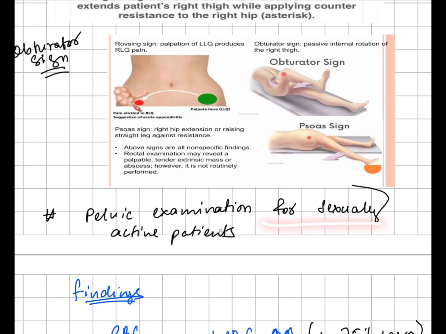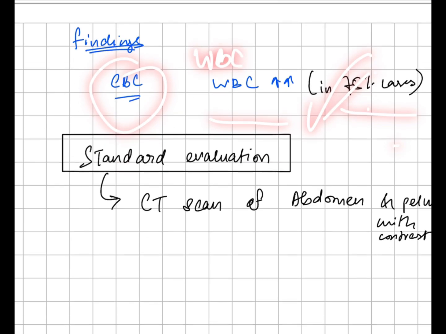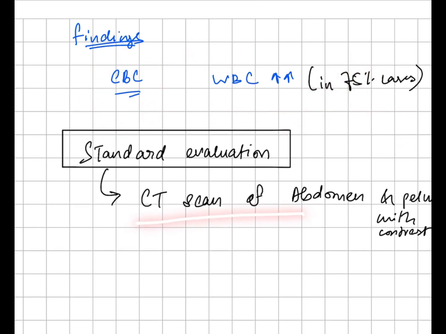Pelvic examination for sexually active patients can also be done. Findings: on CBC, WBC increases in 75% of cases. As we said, an increase in WBC is a critical factor for appendicitis. Standard evaluation: CT scan of the abdomen and pelvis with contrast. This is the gold standard. If we do a CT scan and find appendicitis, we can clearly diagnose it.